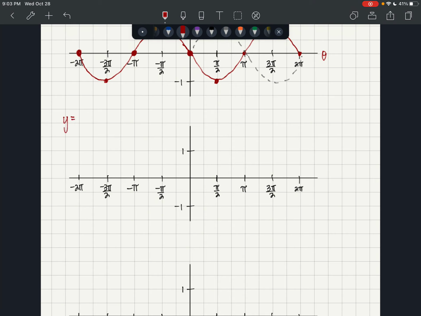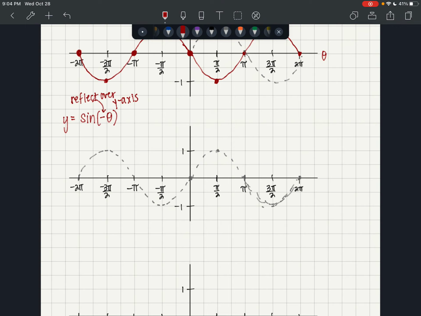What happens if we have y equals the sine of negative theta? The sine of negative theta. Well, that means that we reflect over the y-axis. So let me graph the sine curve in a gray dashed line. So that's what it normally looks like. Reflecting it over the y-axis. Let me finish it over here so you could kind of see the whole thing.